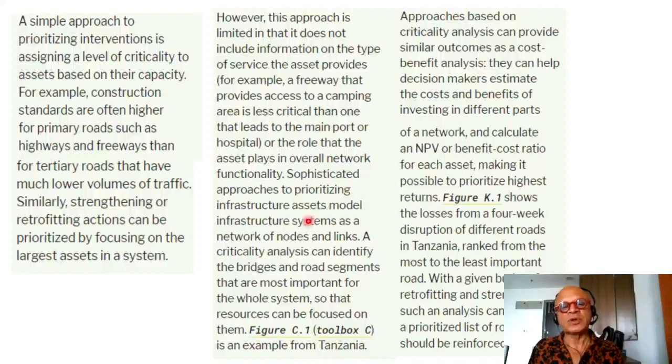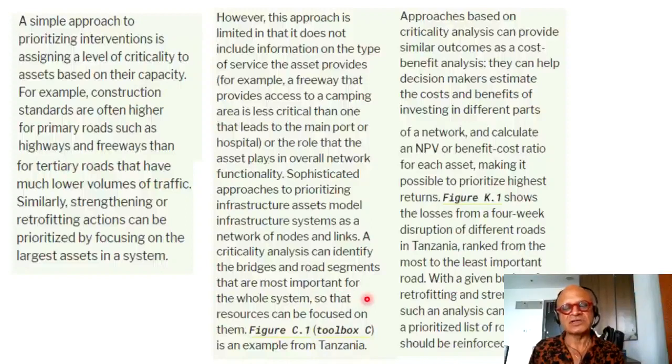Sophisticated approaches to prioritizing infrastructure assets model the infrastructure system as a network of nodes and links. This is a very nice kind of approach. There are a lot of good papers and studies looking at system resilience by perturbing the nodes and links to see how the perturbation propagates and how the system recovers and so on. The railway network of India, for example. A criticality analysis can identify the bridges and road segments that are most important for the whole system so that resources can be focused on them.